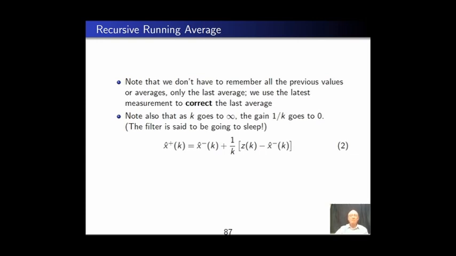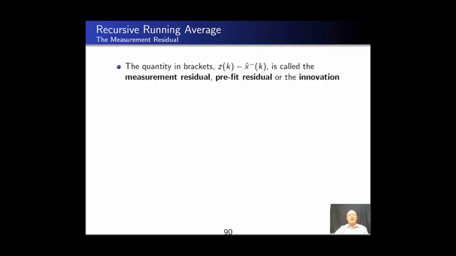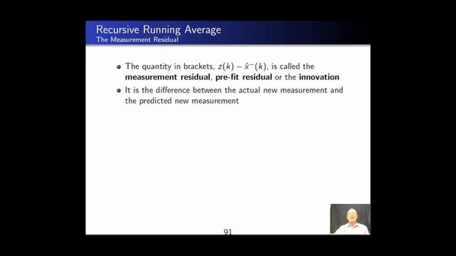So here's the formula. X hat plus k equals x hat minus k plus 1 over k times the quantity z k minus x hat minus of k. That quantity in brackets, z k minus x hat minus at time k, is called the measurement residual, also called the prefit residual, or the innovation. That's because it's the difference between the measurement and what we expect the measurement to be. It's the difference between the actual measurement and the predicted measurement.